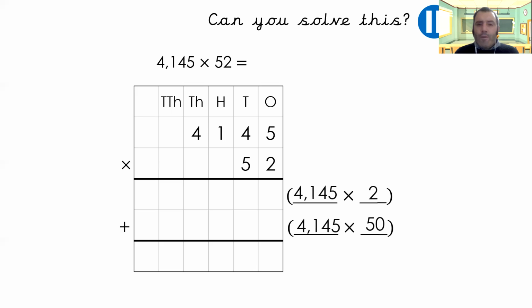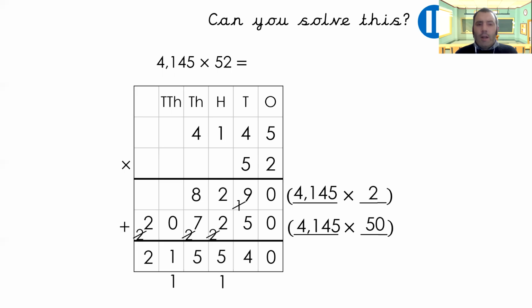Calculations I'm working out, 4,145 times 2, 4,145 times 50. I'm not going to go through this step by step this time. I'm going to put the answers up, show you the answers that you should have got, the fact that I've crossed out all my exchanges as I've gone through, and then I'm going to total it up. So my answer for this question is 215,540.